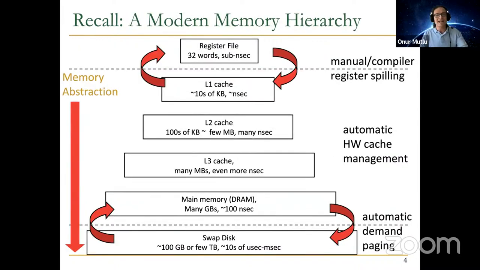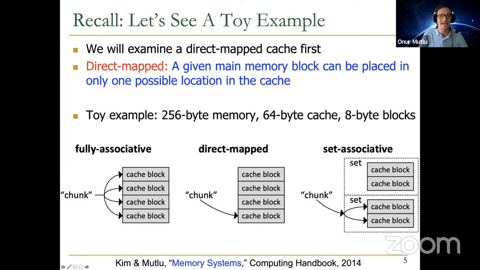Okay, but let's get back to the management of internal caches in a single node. Recall, I'm going to go through some slides where I remind you what we did in the last lecture, so that we can build up to what we're going to cover today. Clearly, we've covered caches, right? We examined a toy example of a cache, started with a direct map cache. And in a direct map cache, remember, a given main memory block can be placed in only one possible location in the cache. So the mapping is very inflexible. You can see it in this example that I showed you last time also.